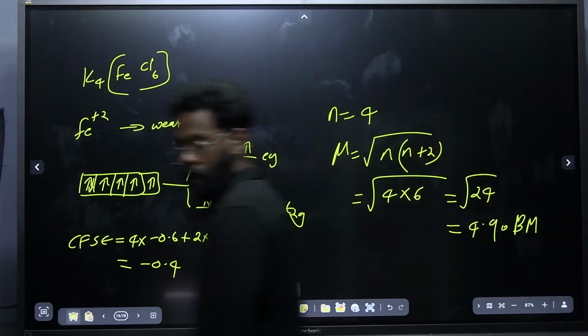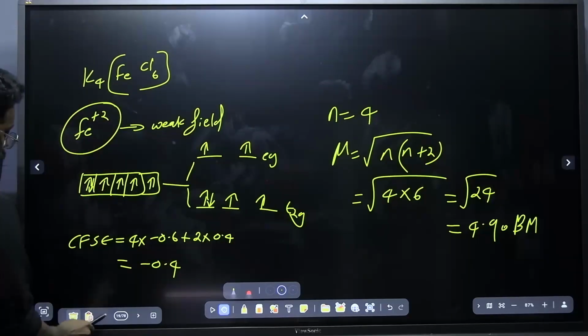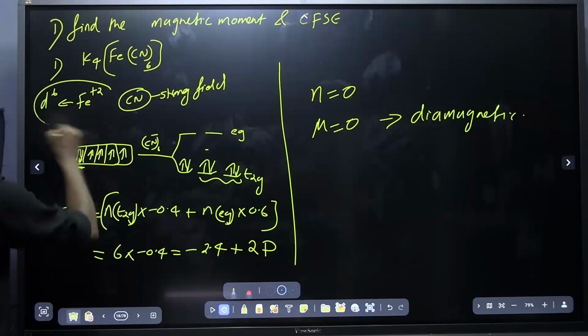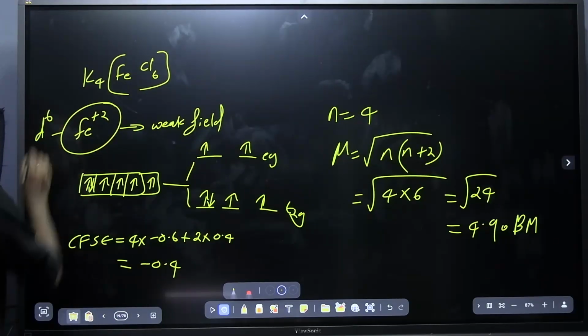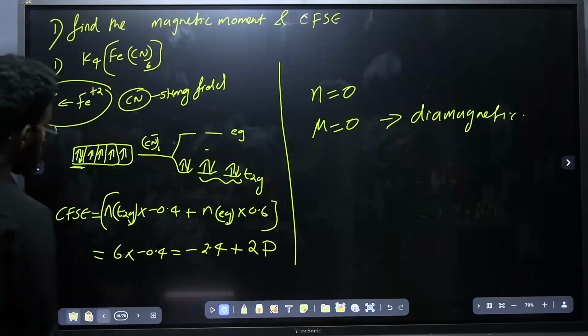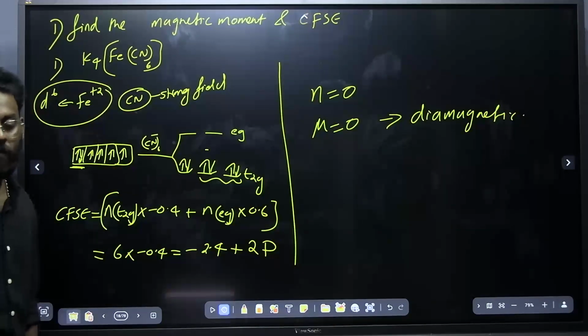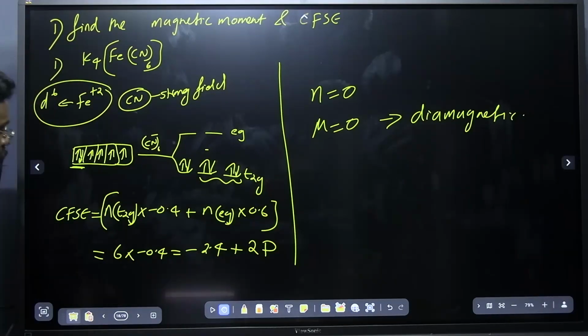Very easy question. Now you can see in both the above cases we have done Fe2+ only, the same number of electrons, d6. But among these two, which is going to be more stable? Strong field ligand or weak field ligand? Just check which is having the highest magnitude of CFSE.